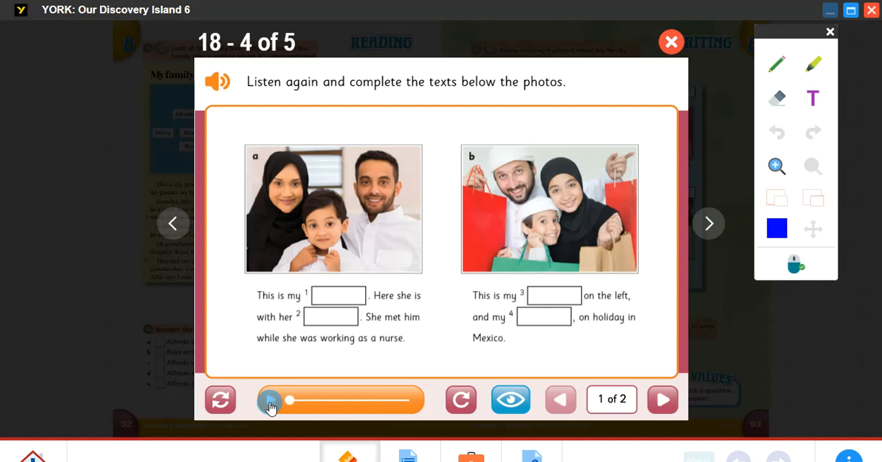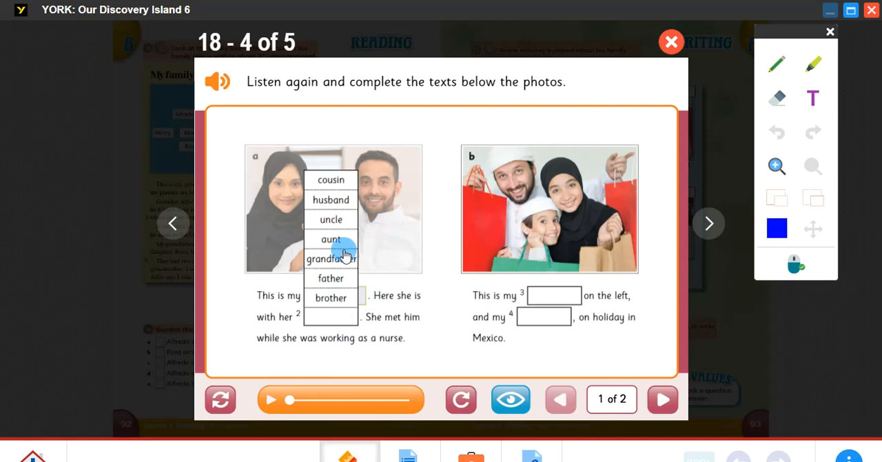Okay, so A, let's start with A. This is my, who is she? He said, this is my. Okay, we have here cousin, husband, uncle, aunt, grandfather, father or brother. Of course, she is his cousin. Here she is with her. Who's this? Of course, it's her husband.